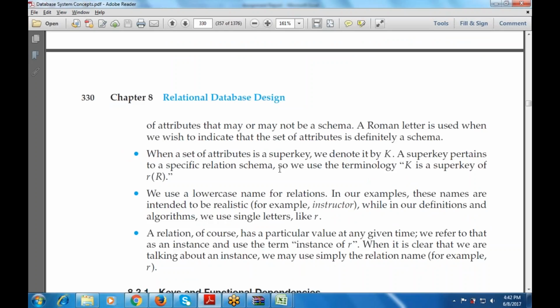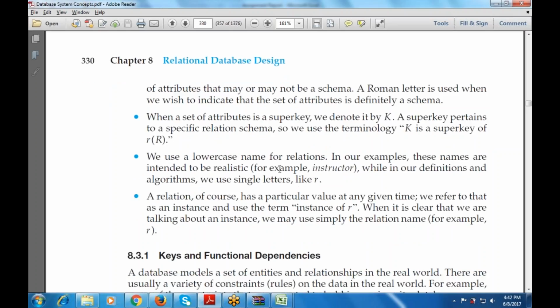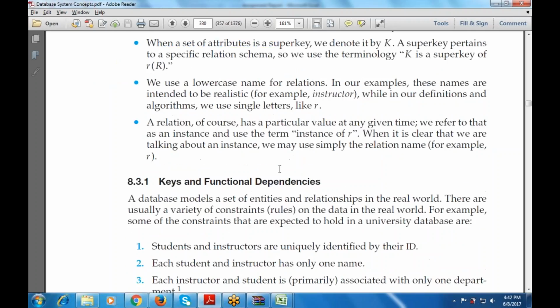And a relation, of course, has a particular value at any given time. We refer to that as an instance and use the term instance of r. When it is clear that we are talking about an instance, we may use simply the relation name, for example r.